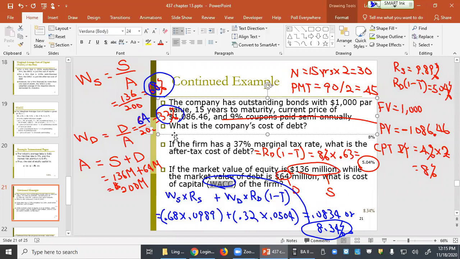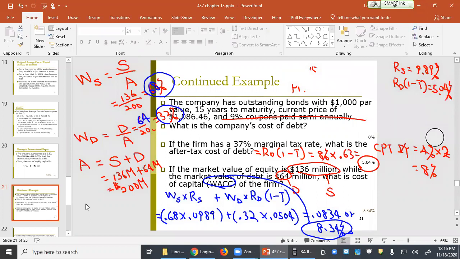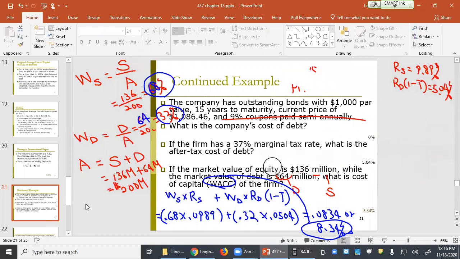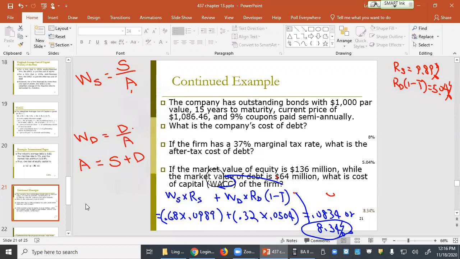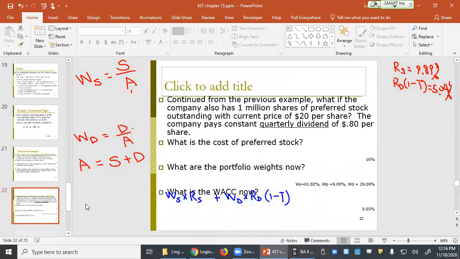So this is a simplified numerical example. We're going to continue. And we are going to add preferred stock. In this case, the market value of preferred stock is not given to us, so we have to calculate for it. Okay. There we go. So moving on.